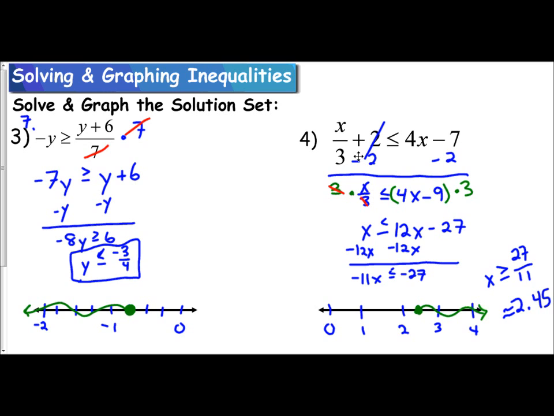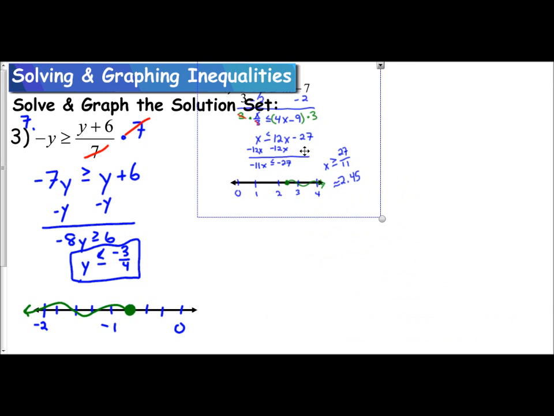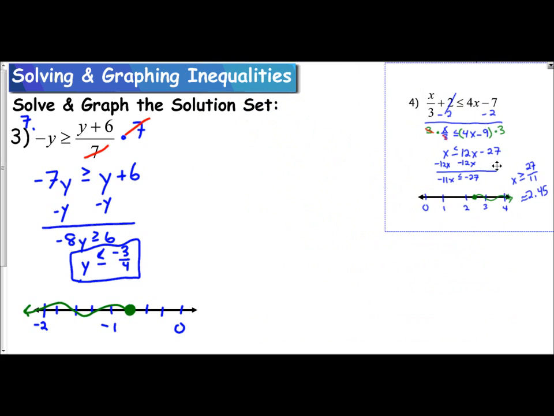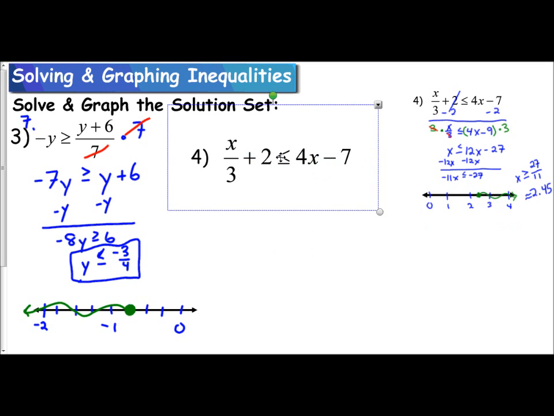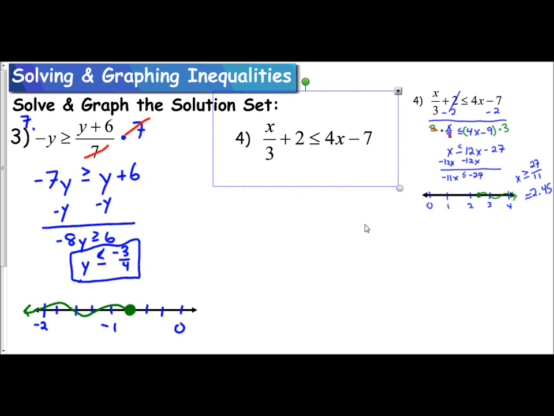Now let's examine another approach. I'm going to take this information, shrink it down, and put it over here so we can still see it and compare our work, and take the original inequality that we were given. The other approach is to realize what x over 3 represents. Really, x over 3 represents 1/3 x. So really you have 1/3 x plus 2 is less than or equal to 4x minus 7.